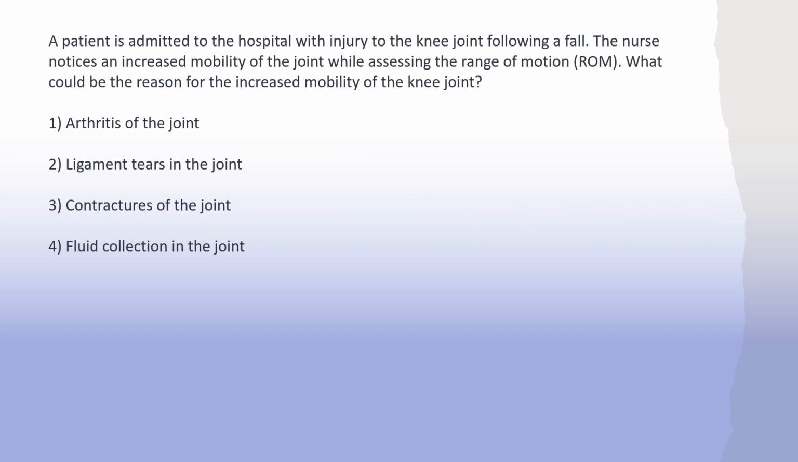A patient is admitted to the hospital with injury to the knee joint following a fall. The nurse notices an increased mobility of the joint while assessing the range of motion (ROM). What could be the reason for the increased mobility of the knee joint? 1. Arthritis of the joint. 2. Ligament tears in the joint. 3. Contractures of the joint. 4. Fluid collection in the joint.